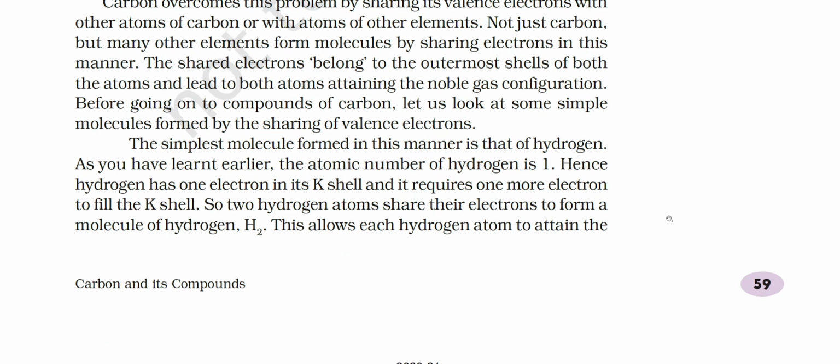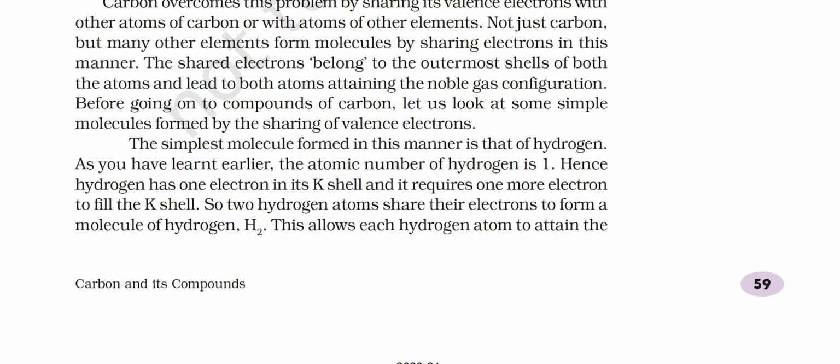The simplest molecule formed in this manner is that of hydrogen. As you have learned earlier, the atomic number of hydrogen is 1. Hence, hydrogen has 1 electron in its K shell and it requires 1 more electron to fill the K shell. So, 2 hydrogen atoms share their electrons to form a molecule of hydrogen, H2.